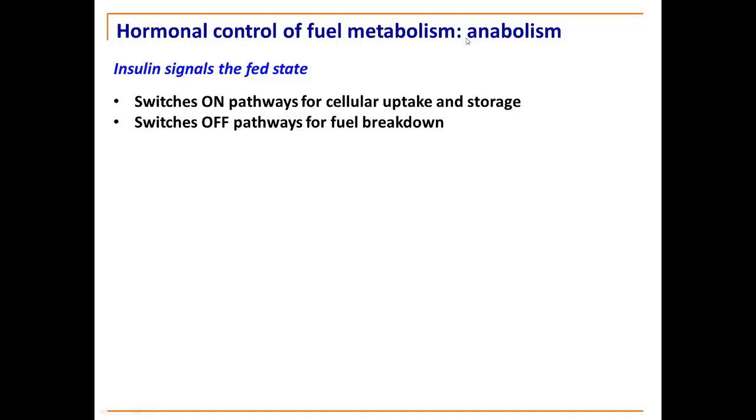So in other words, if we're thinking about anabolism, it's insulin. Insulin is signaling the fed state. It switches on the pathways for cellular uptake and storage and switches off the pathways for breakdown. We don't need to break down our stores of energy, our glycogen and our triglycerides, if we've got plenty of food coming in.